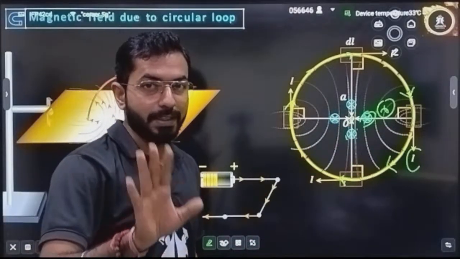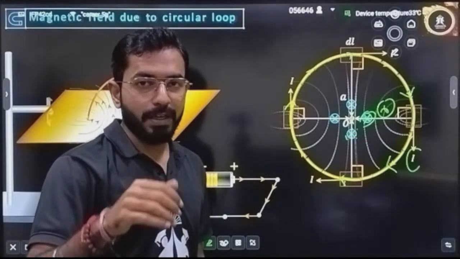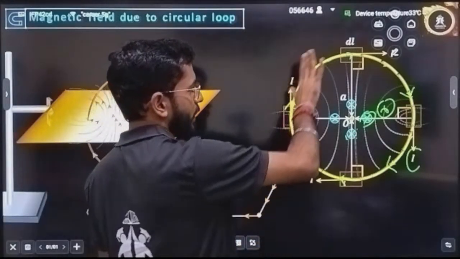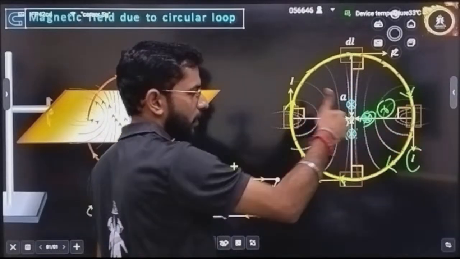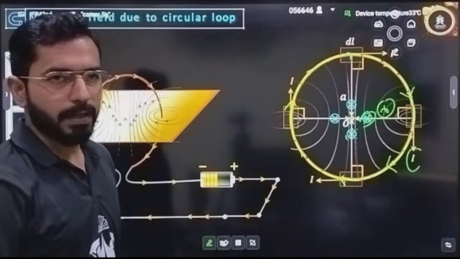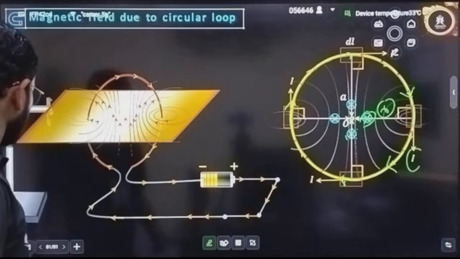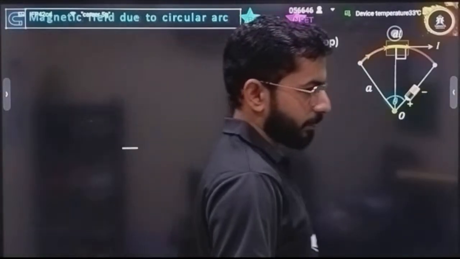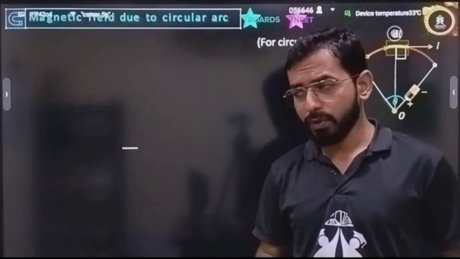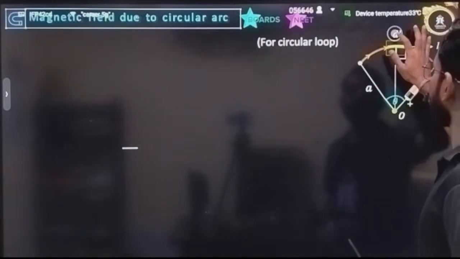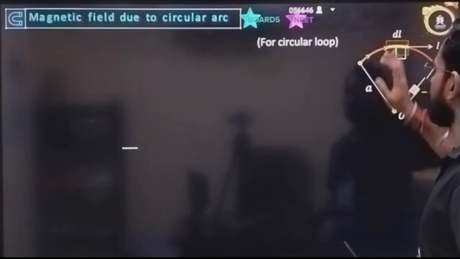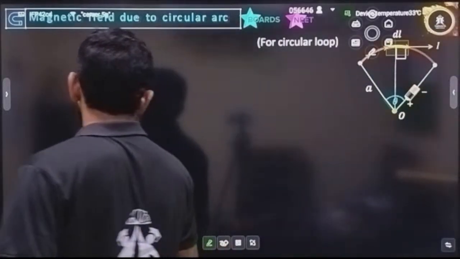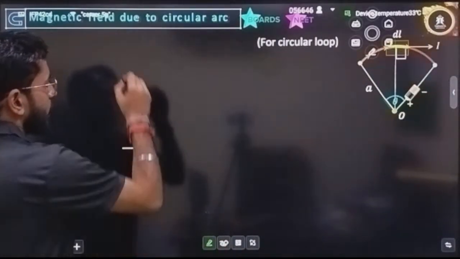That's why I will say directly, I am telling you how to find the direction of magnetic field in any kind of arc also. Arc will also follow the same rule. Just curl your hand in the direction of current, and the thumb is coming inside the plane. Correct? Now let's discuss what I can say for an arc. Once I have calculated for an arc, I can write for anything. So let's see how we will be calculating.